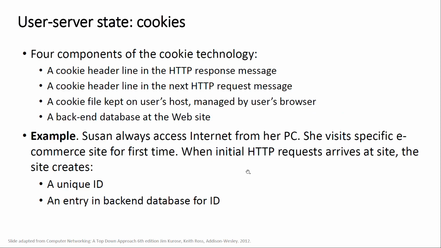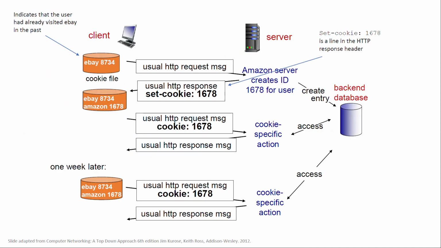So how do these cookies actually work? They have four components. A cookie header line in the HTTP response message, a cookie header line in the next HTTP request message, a cookie file kept on the user's host and managed by the user's browser, and a backend database at the website. So let's look at an example. Susan always accesses the internet from her PC. She visits a specific e-commerce site for the first time. When the initial HTTP request arrives at the site, the site creates a unique ID and an entry in the backend database for that ID.